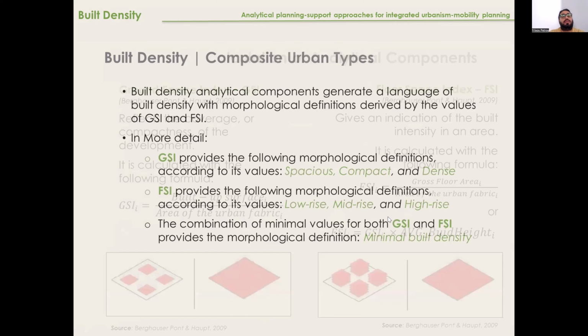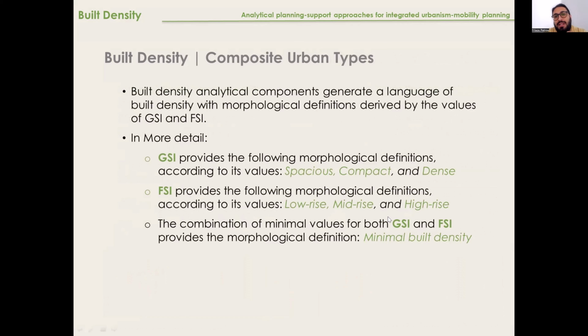And what is, to our point of view at least, interesting is that these different analytical components can provide different morphological definitions. For example, or specifically actually, ground space index, the build coverage, provides the morphological definition of spacious, compact, and dense, while the floor space index provides the morphological definition of low-rise, mid-rise, and high-rise. While both of them, GSI and FSI, can provide a definition of minimal build density.